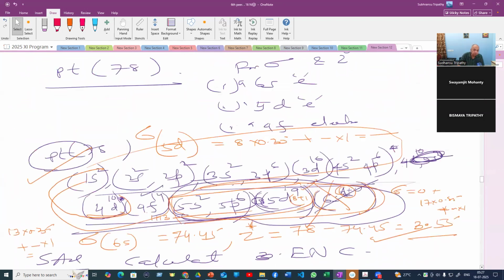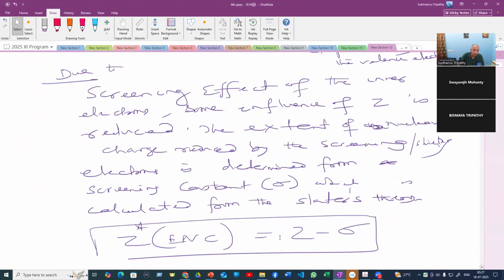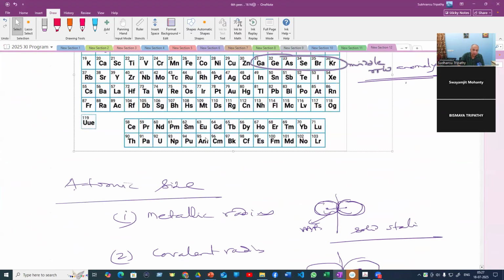I need a periodic table to be imported every time.